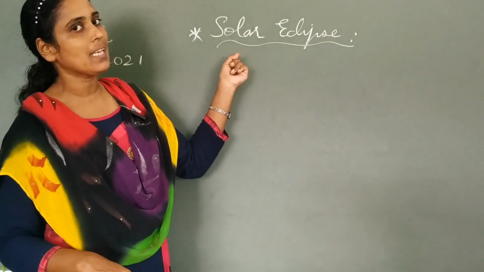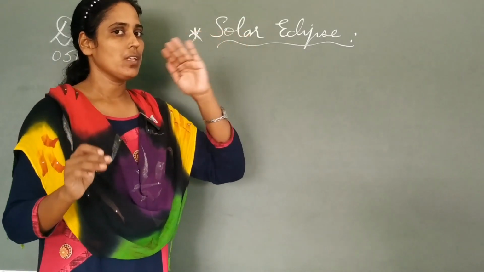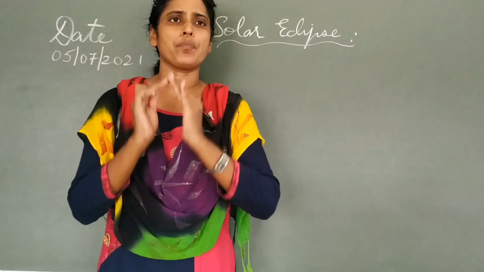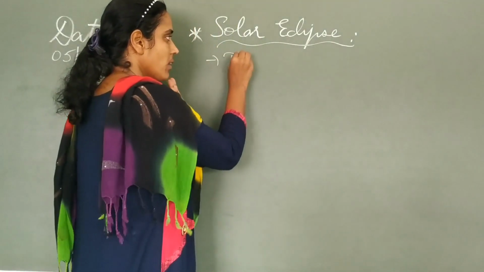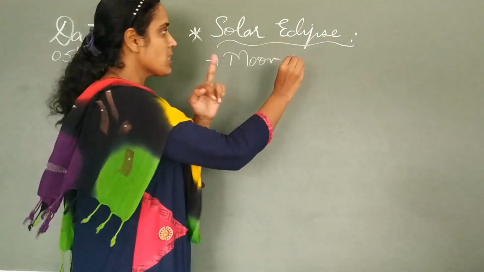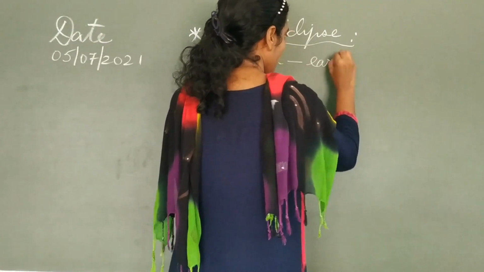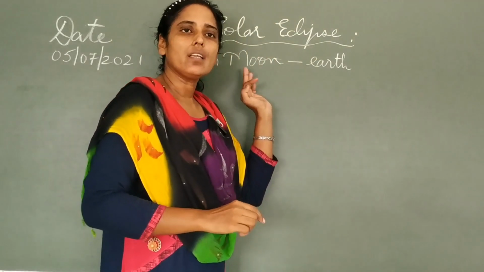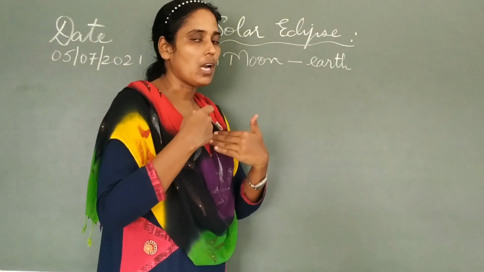So the first one is solar eclipse. Solar, already you know the meaning, as seen in the previous videos. Sol means anything connected with the sun. Solar eclipse means connected with the sun. Now the moon is very close to earth. Why? Because the moon is the satellite of the earth. So what happens? It revolves around the earth. You know that satellites revolve around the planets, around our planet Earth.